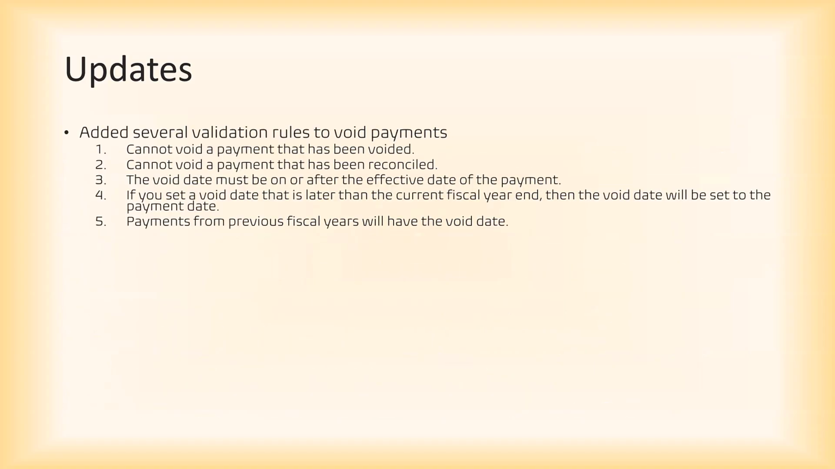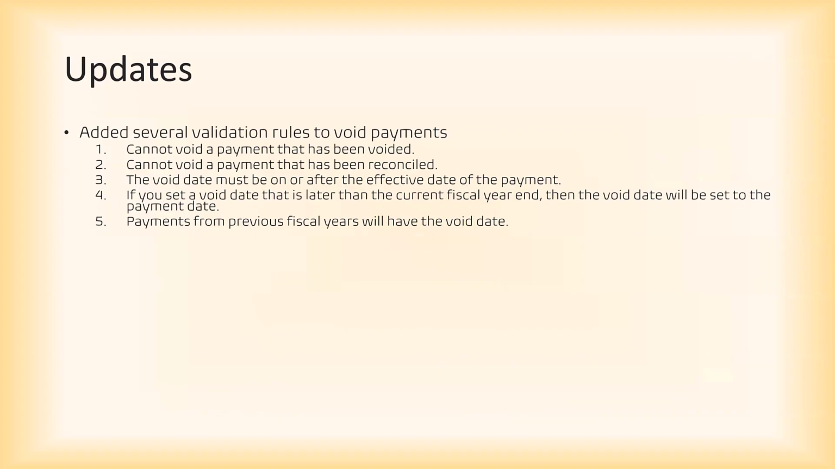We added a bunch of validation rules on void payments. Obviously, you cannot void a payment that has already been voided. As I mentioned before, we cannot void a payment that has been reconciled, because once you've reconciled it, you shouldn't be able to void it. You must first unreconcile it and then void it. The void date must be on or after the effective date of a payment. You shouldn't be able to have a void date before the actual date of the payment.